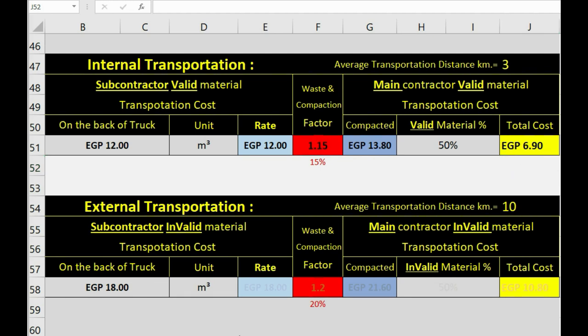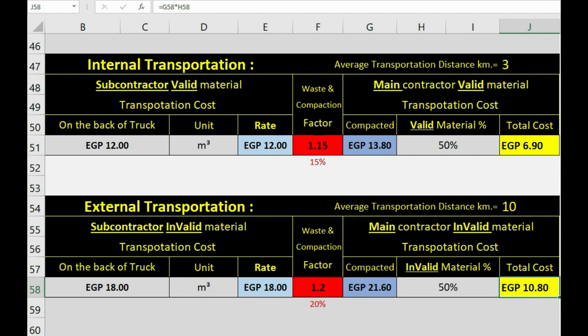The same way in the external transport to the public dump for 10 kilometers. 18 Egyptian pound, multiply the factor of convection 1.2 equal 21.6. Let's check. 18 Egyptian pound for each 1 cubic meter transport, multiply the convection and waste factor, will give 21.6. Again, the 50%, it means that 21.6 multiply 50% will equal 10.8.